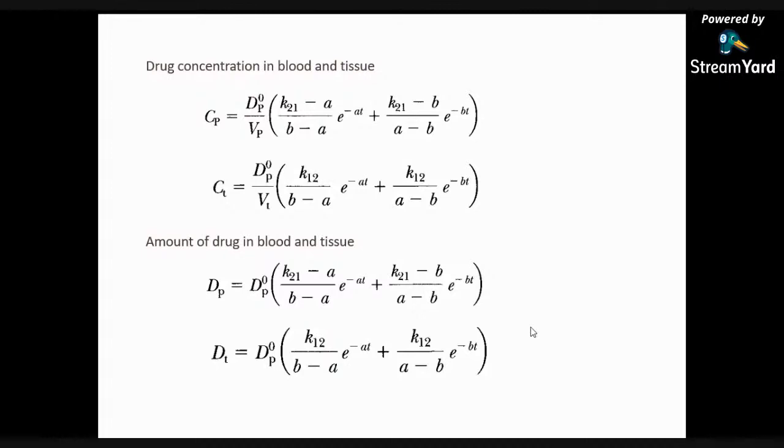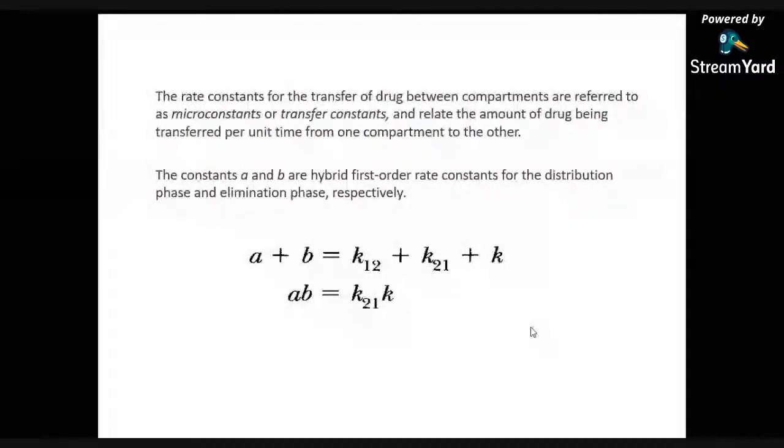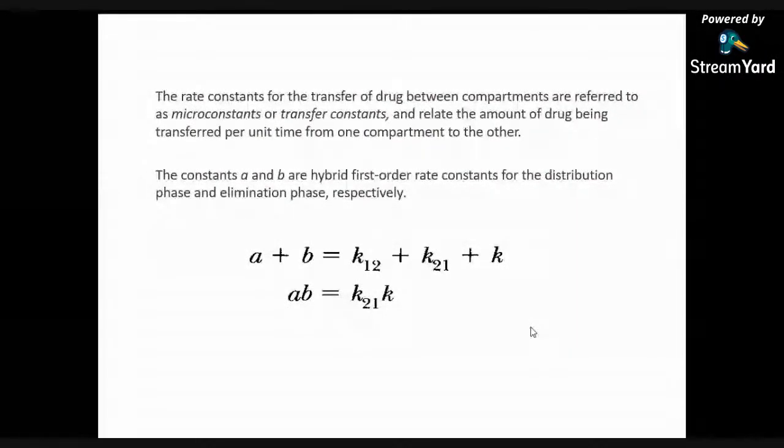After this we can say that the rate constants for the transfer of the drug between compartments are referred to as micro constants or transfer constants and relate the amount of drug being transferred per unit time from one compartment to the other. And the constants a and b are hybrid first order rate constants for the distribution phase and elimination phase respectively. So from this statement we can write a plus b is equal to k12 plus k21 plus k.